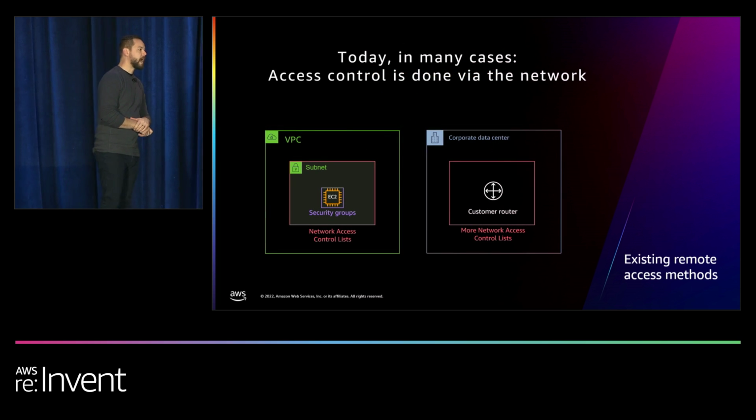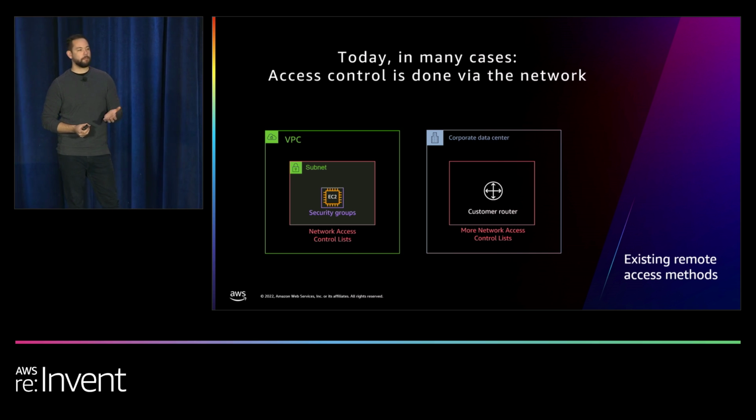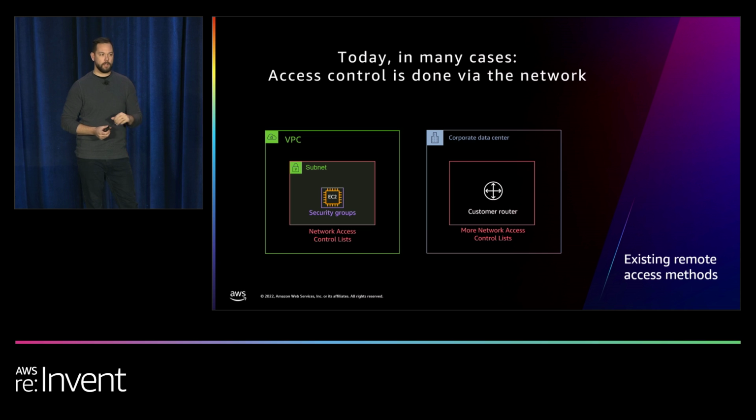So security groups and NACLs are really what we're seeing out there, where folks are saying, hey, I've got a subnet, I've got an instance, I'm going to put a security group and a network ACL. Folks are doing the same thing with their on-premises routers too. You've got a Cisco router or Juniper router or some appliance router there, and you're actually doing NACLs on that to say, hey, I only want you to be able to talk to these destinations. It can become quite cumbersome.